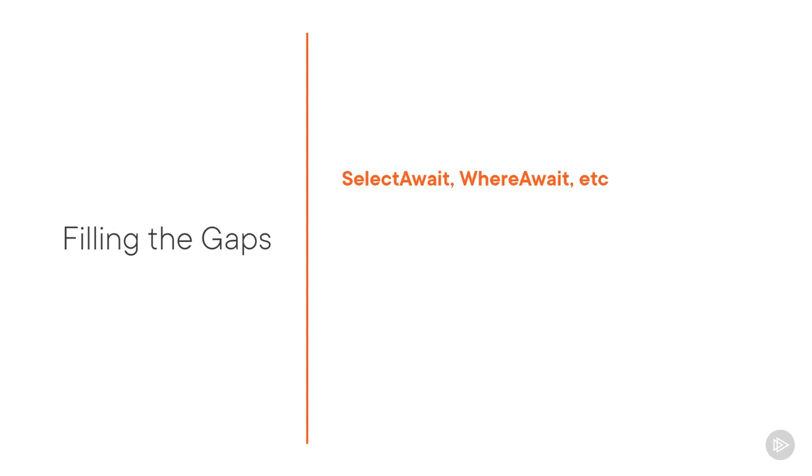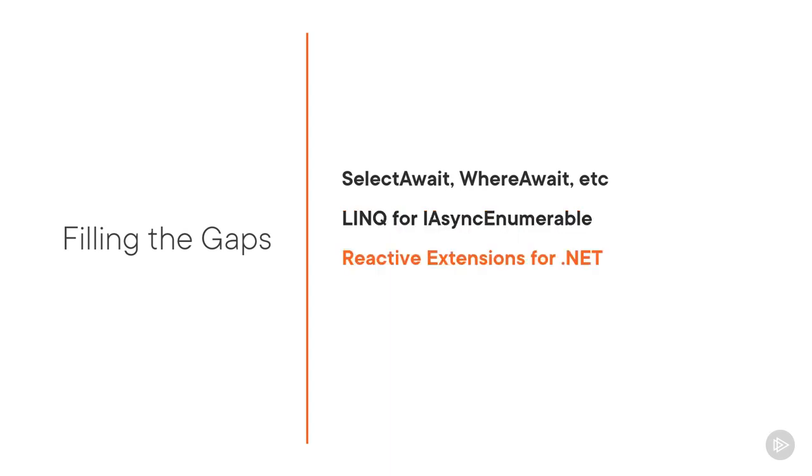NET was missing async deferred operations like SelectAwait and WhereAwait, and it was missing LINQ operations altogether for IAsyncEnumerable. The group that created Reactive Extensions for .NET had to solve these problems for observables, and so they applied their solutions to async enumerables. They published a NuGet package called System.Linq.Async that fills both of these gaps. It lets IAsyncEnumerable participate in LINQ expressions, and it provides awaiting operators for more powerful composition.